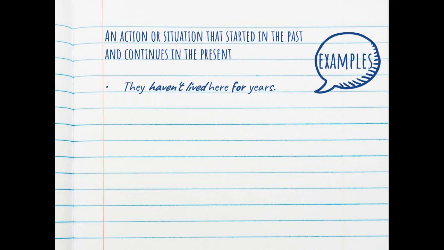We have, they haven't lived here for years. Okay. You know that this situation has not happened for a long period of time. And we have had the same car since 2009. Okay, now this is very important for you to realize that we have also highlighted here the words for and since.